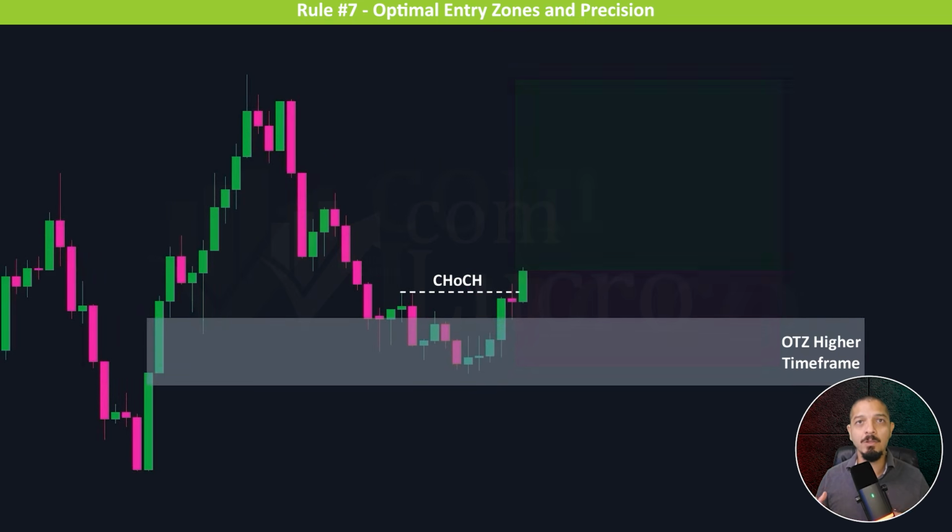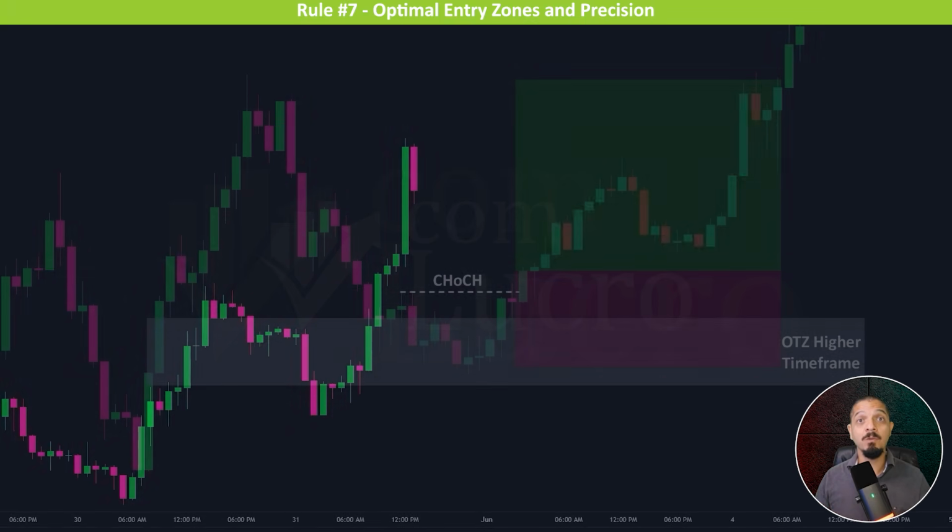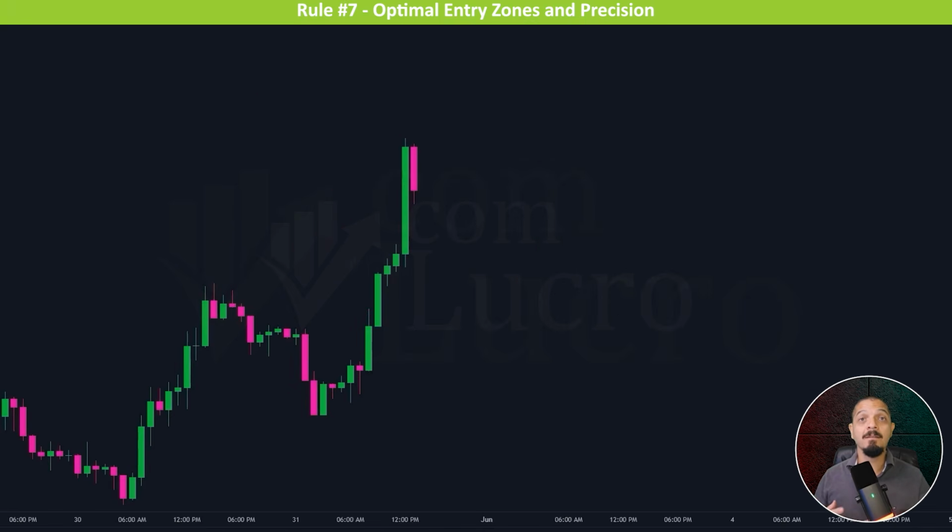To explain this properly, we are going to use a short concept taken from another video on the channel, where we break down the ICT trading model in detail. You will find the full video linked in the description. This model is known as ICT's optimal trading zone and optimal trade entry.